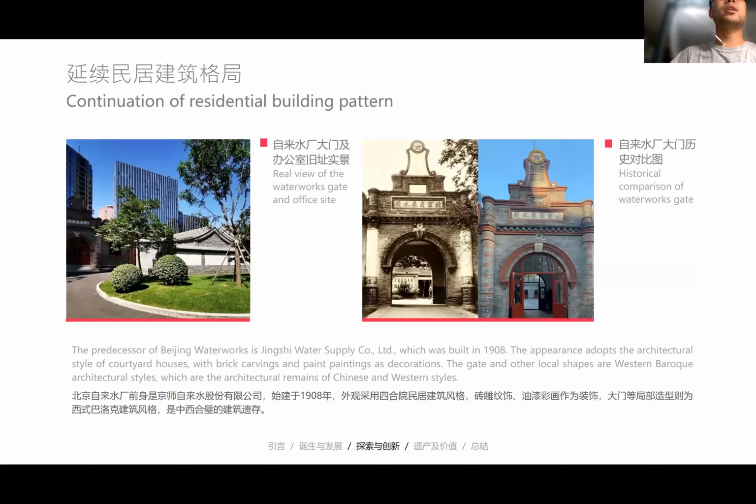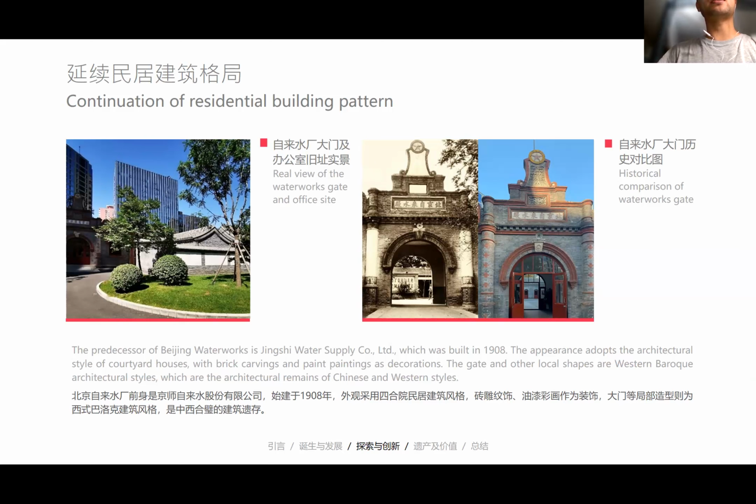So the first is the continuation of the residential architectural pattern. The picture shows the Beijing water plant, which was built in 1908. The appearance of the plant adopts the courtyard house. We know the courtyard house is quite familiar, seen in the Hutong area. It is the traditional Chinese residential building, also with brick carving and paintings as decorations.